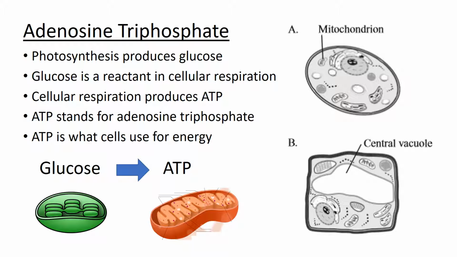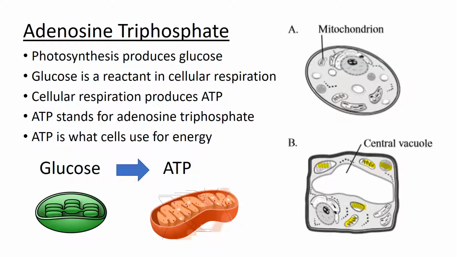In the bottom right, we have a plant cell, and here we have the chloroplasts in the plant cell. That's where photosynthesis takes place. Photosynthesis produces glucose, and the mitochondria are going to use that glucose to produce ATP to power the cell's activity.